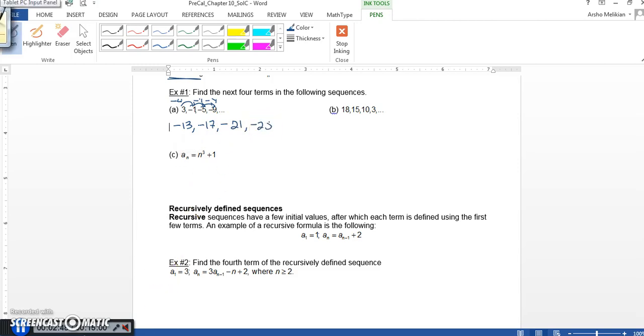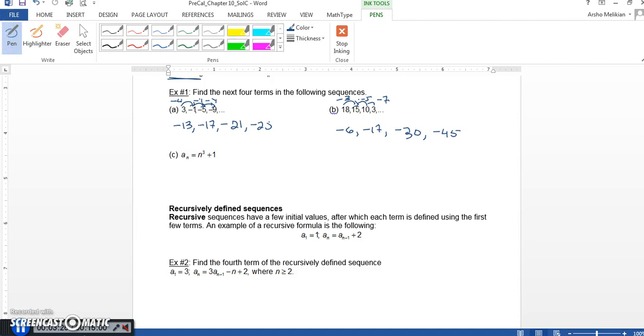What about in part B? We subtract 3, then 5, 7. So you're subtracting consecutive odd numbers, right? So what would be the next step? You would subtract 9 and you get negative 6. And then you subtract 11, and you subtract 13 and you get 30, and you subtract 15 and you get negative 45. Okay? All right. In this case, you want to find the next 4 terms.